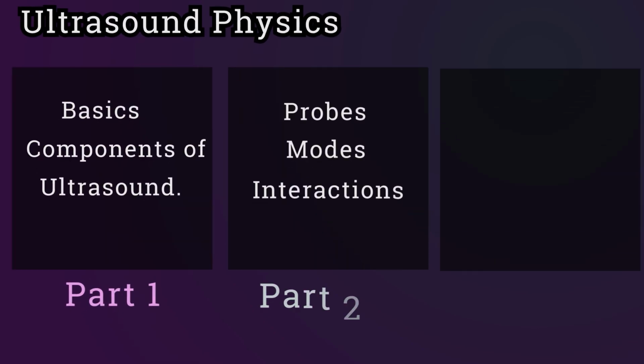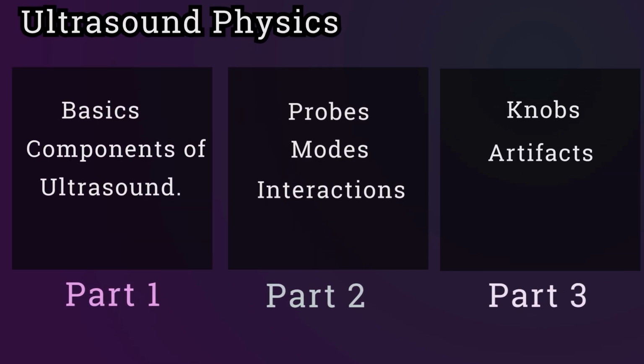Ultrasound physics is broken into 3 major chapters so that the information provided is bite-sized and easy to follow. This is part 2 of the lecture series where we focus on ultrasound modes, probe types, and tissue interactions. The basics of ultrasound and knobs and artifacts are part 1 and 3 of this lecture series. The full lecture is also available if you would like to watch this 1-hour lecture in one go.